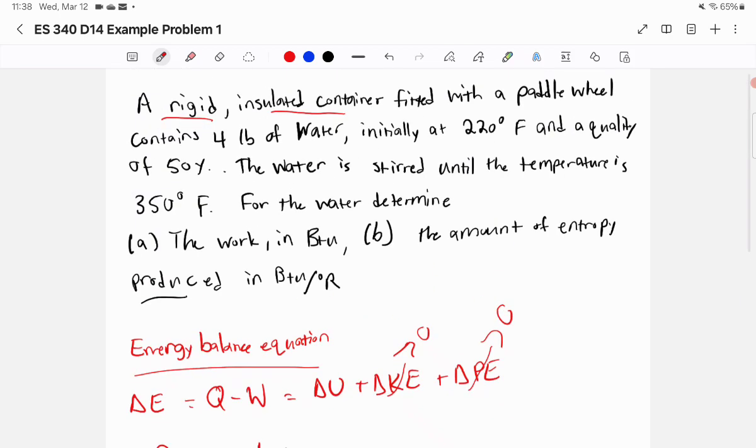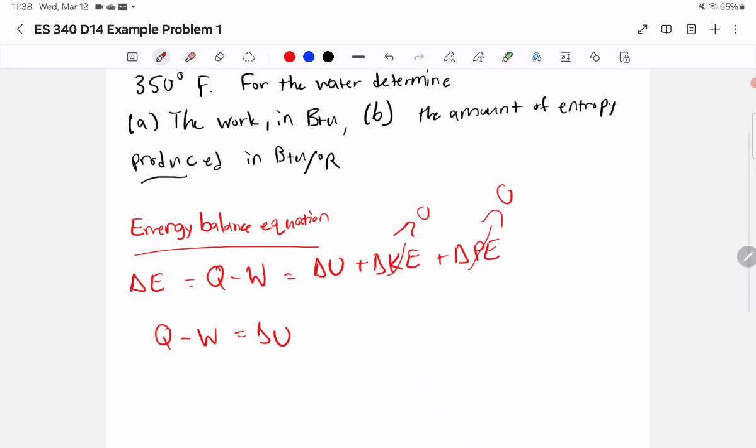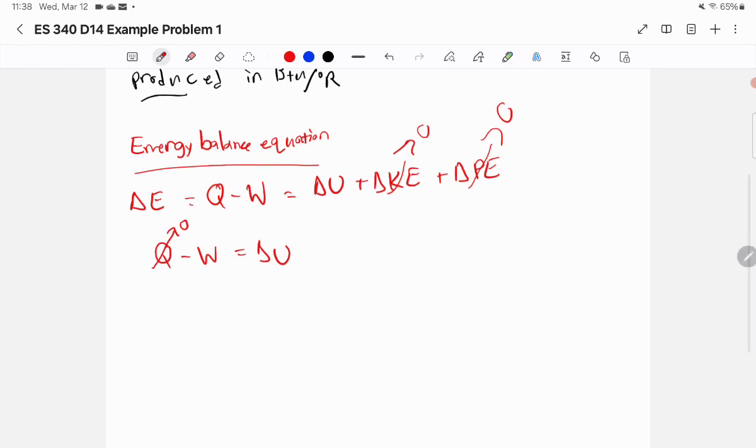Okay, and furthermore, if we examine this problem a little bit more, I just realized we can also eliminate Q, right? There's no external source of heat transfer. So essentially, we're going to get minus W is equal to delta U. Or if we want, W is equal to minus delta U. And I'll just write it out in terms of capital U.